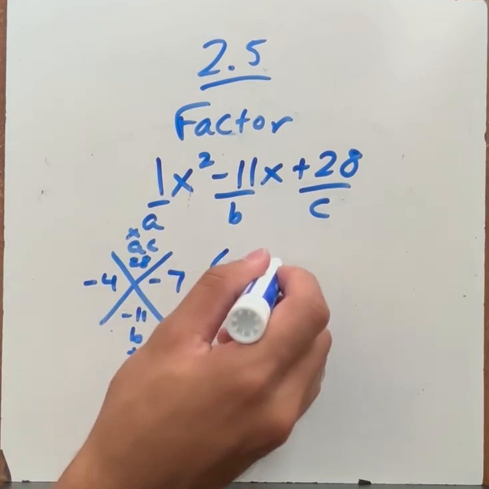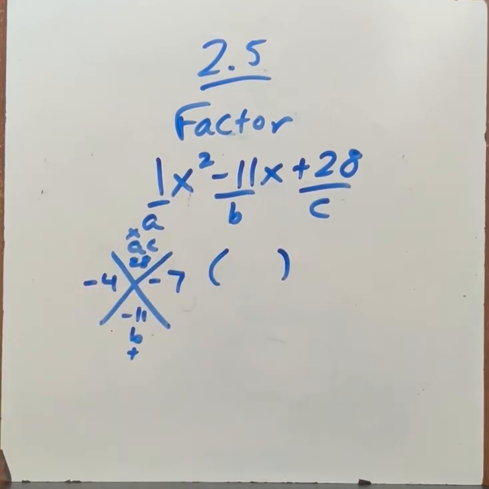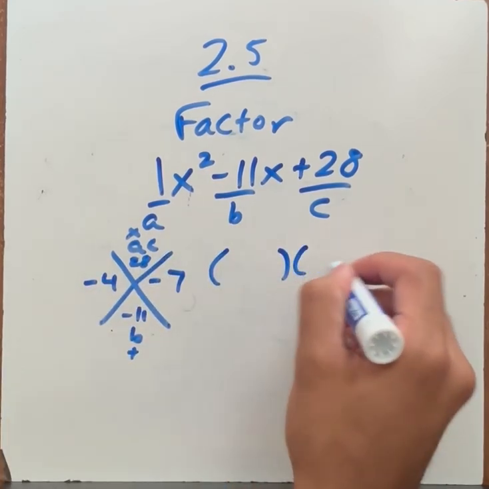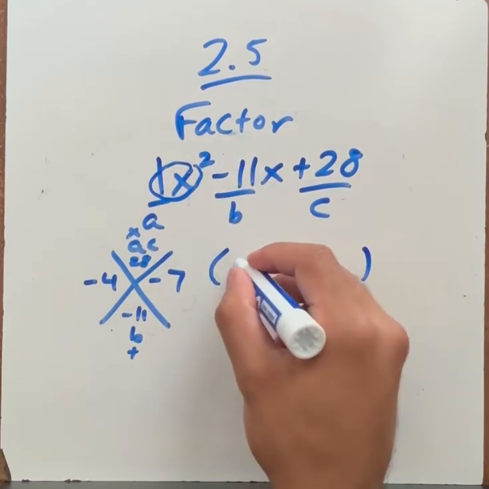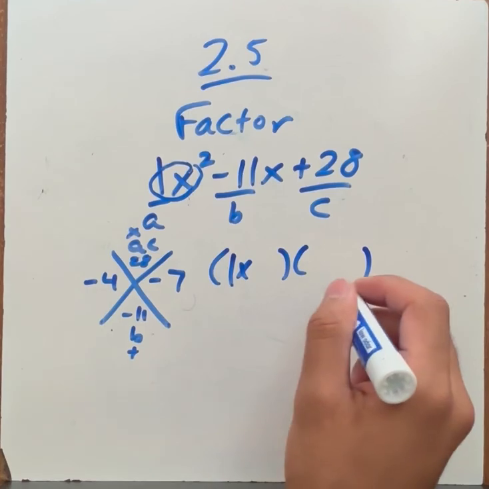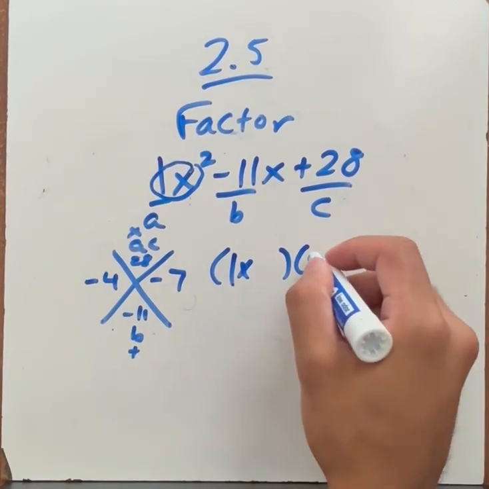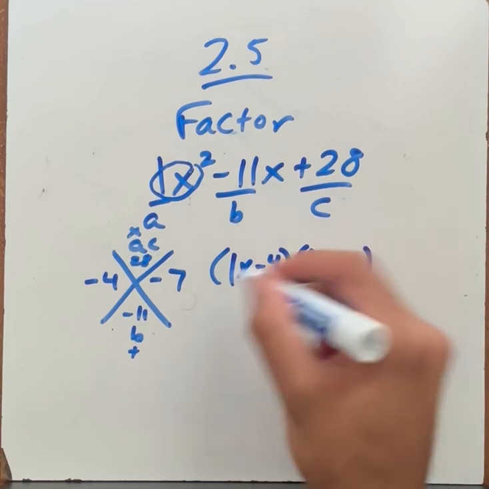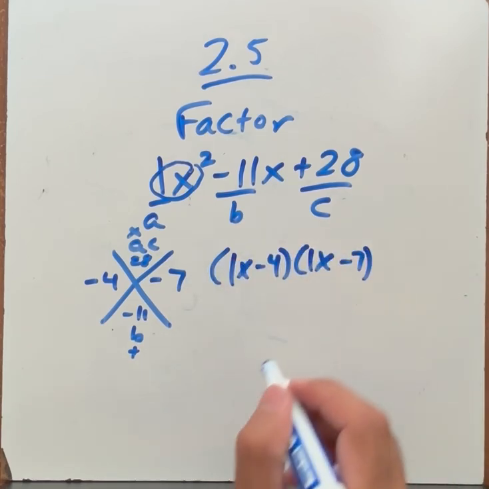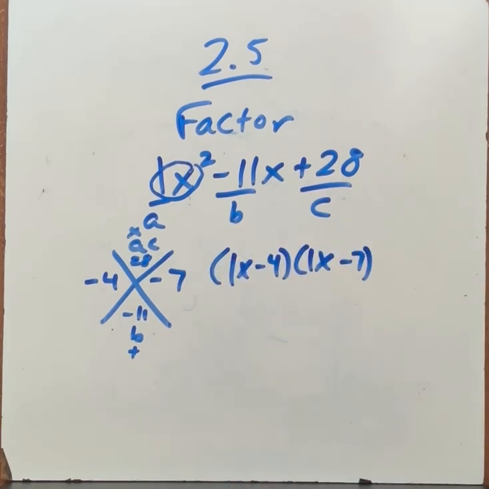So plugging into two parentheses, we'll put the 1x term into here and here. We'll put the minus 4 in here, and the minus 7 here. And then there's your answer. All right, let's go and take a look at a similar question.